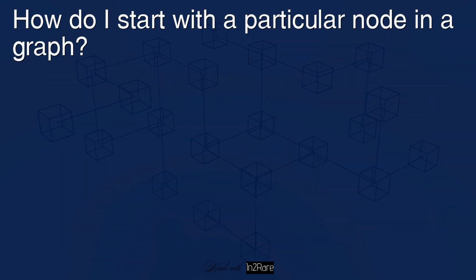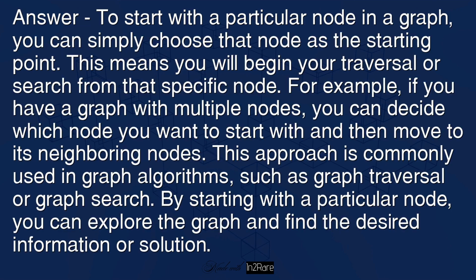How do I start with a particular node in a graph? Answer: to start with a particular node in a graph, you can simply choose that node as the starting point. This means you will begin your traversal or search from that specific node. For example, if you have a graph with multiple nodes, you can decide which node you want to start with and then move to its neighbouring nodes. This approach is commonly used in graph algorithms such as graph traversal or graph search. By starting with a particular node, you can explore the graph and find the desired information or solution.